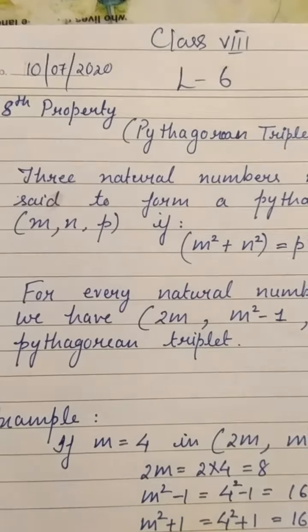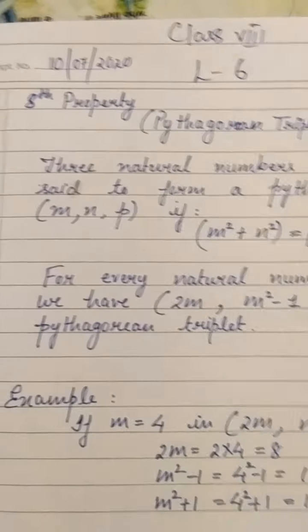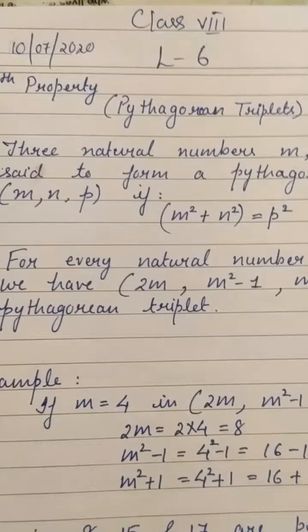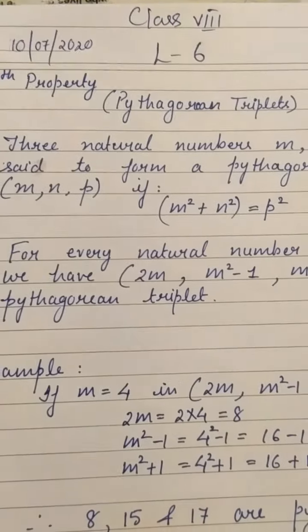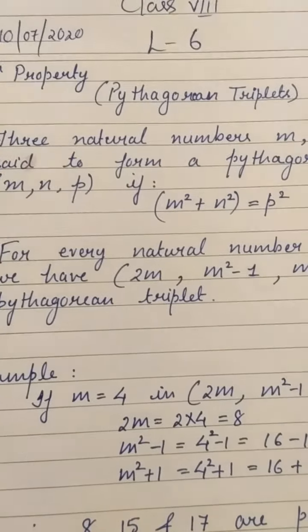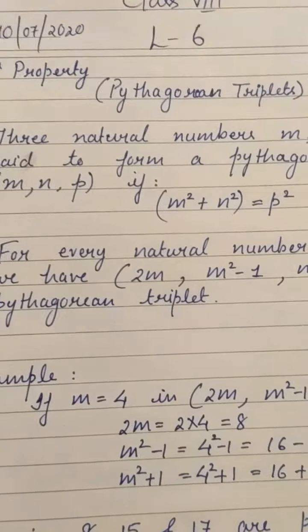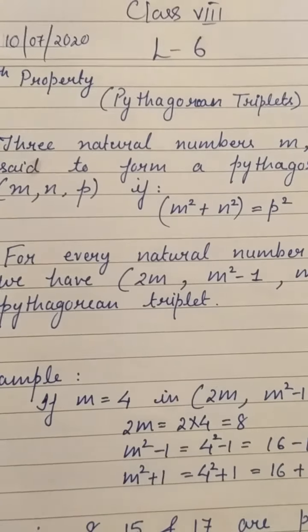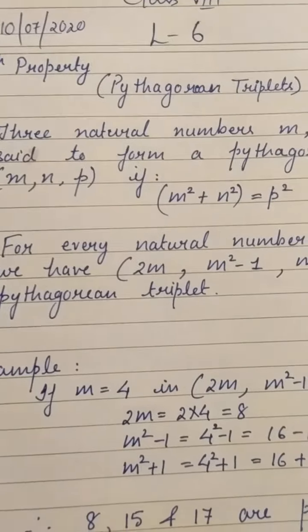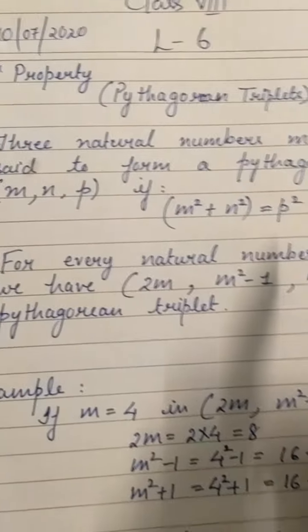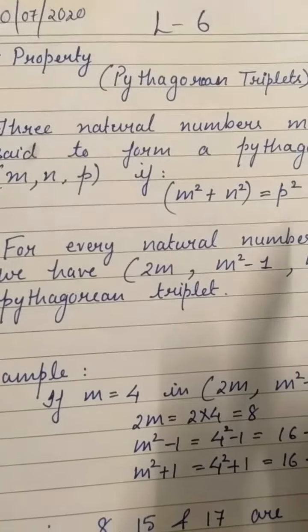7 properties I have already explained to you. Now coming to the 8th property. Children, it is Pythagorean triplets. Already, children, you are aware of this term, Pythagoras theorem or property. You know, children, where hypotenuse square is equal to base square plus perpendicular square. Using the same concept, children, here we are going to study about the set of 3 numbers which form a Pythagorean triplet.